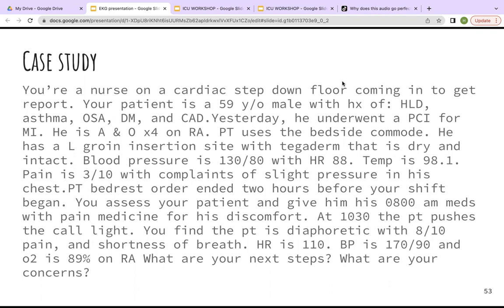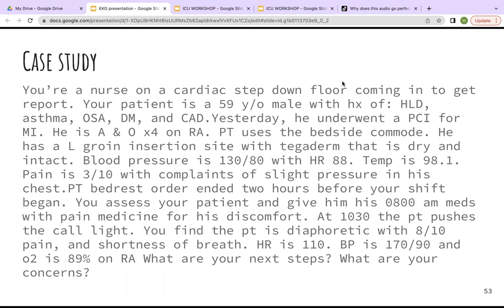At 10:30, the patient pushes the call light. You find the patient is diaphoretic with 8 out of 10 pain in his chest and shortness of breath. Heart rate is 110, BP is 170/90, and O2 is 89% on room air. What are your next steps? What are your concerns?